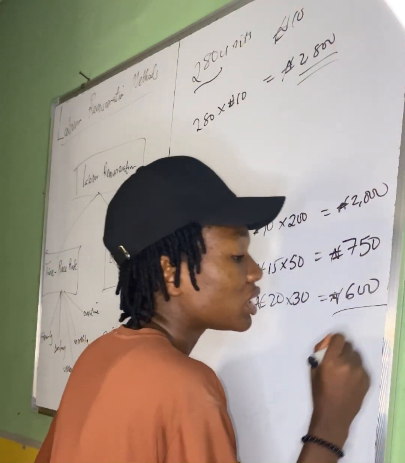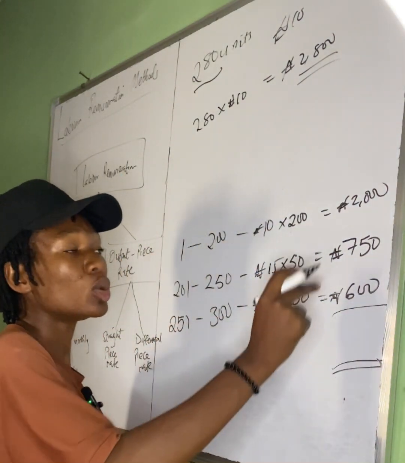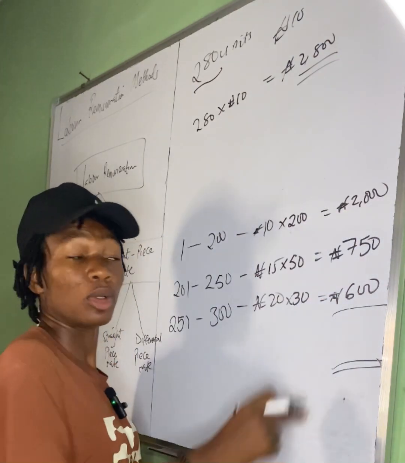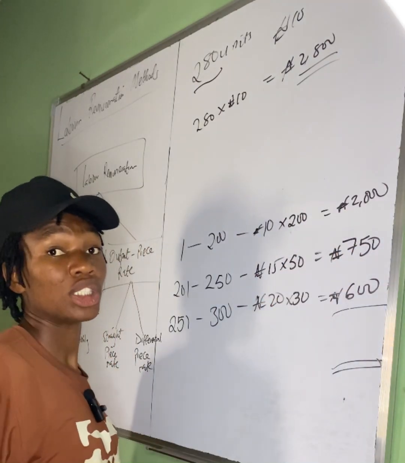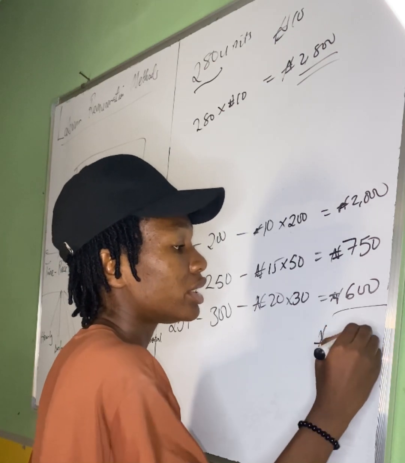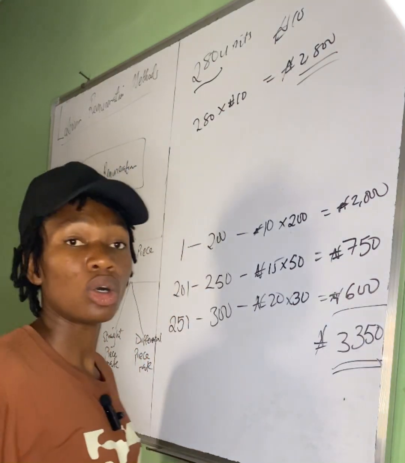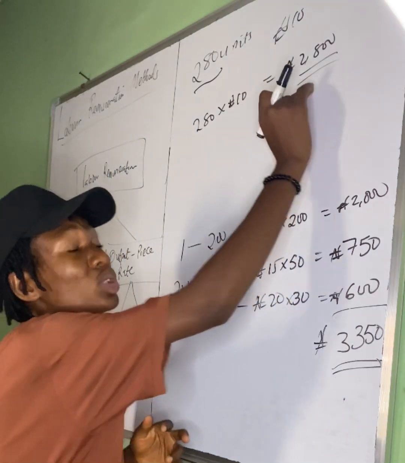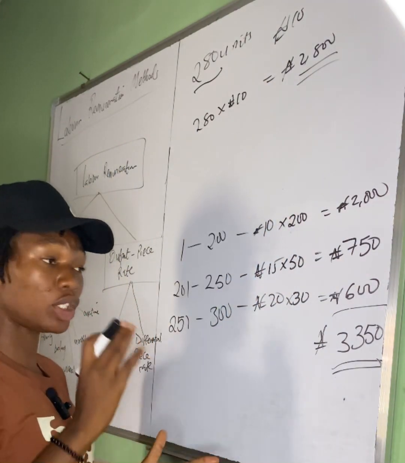So at this point, the total amount we're going to be paying to this worker will be adding 2,000 naira plus 750 naira and then plus 600 naira, giving us a total amount of 3,350 naira, as compared to 2,800 naira if it was the straight piece rate.